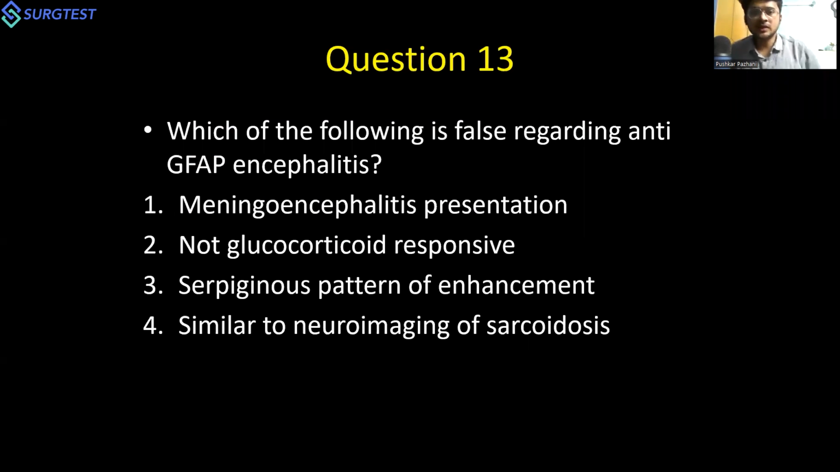Okay, so let's go to question 13. Which of the following is false regarding anti-GFAP encephalitis? So let's open the polls. This is a new addition to the latest edition of Harrison, and it was, I think, first described in 2016, if I'm not wrong. And it's very, very rare. I think I've seen one case till now in residency. It's very, very rare.